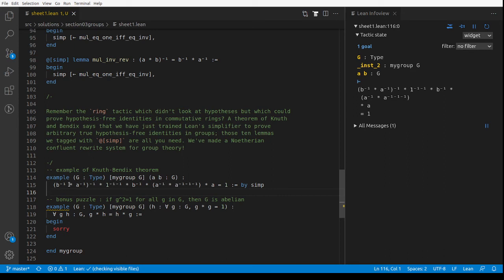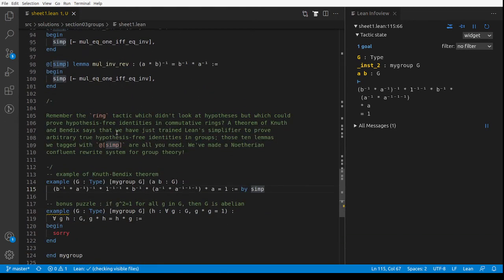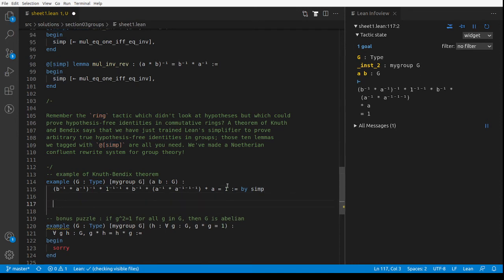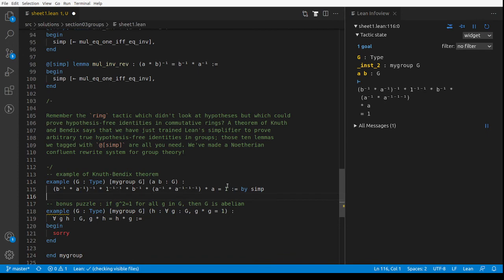If this is a true theorem in group theory without any hypotheses, then the simplifier can now solve it. That's what I'm trying to say, and that's the theorem of Knuth and Bendix, that these simple lemmas are precisely what we need to solve an arbitrary one. You can do your own experiments. You can try some other random identity in group theory, and you'll see that the simplifier can solve it.